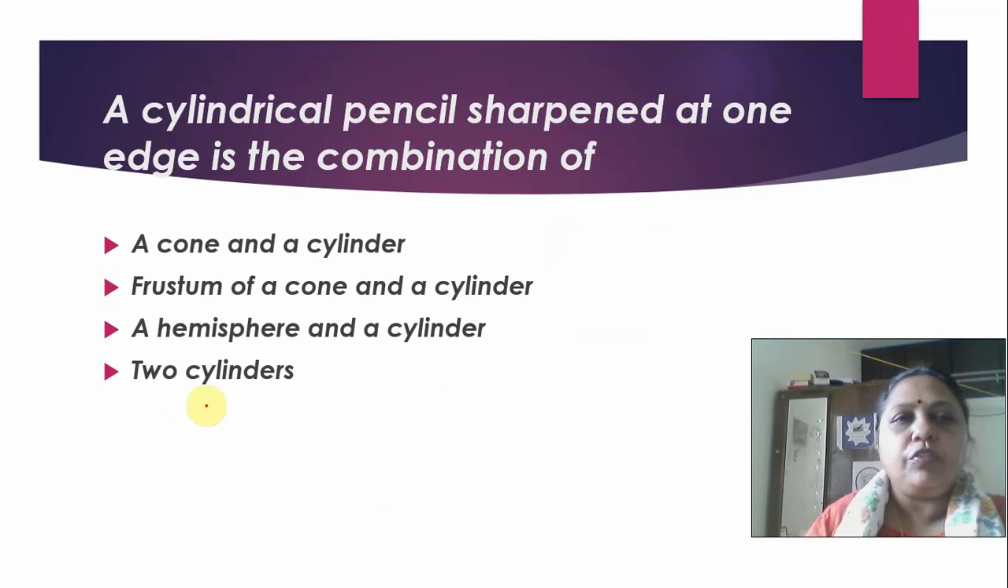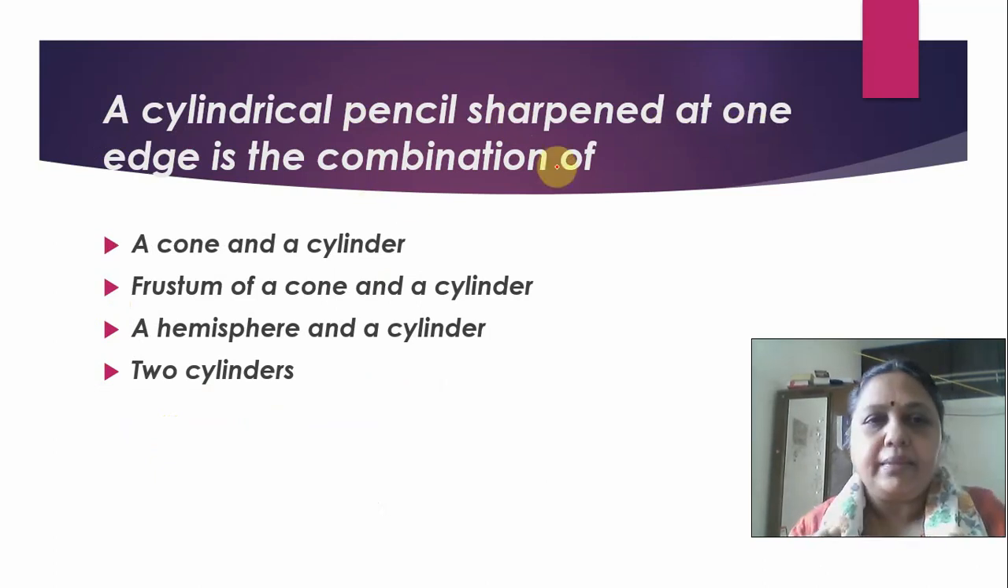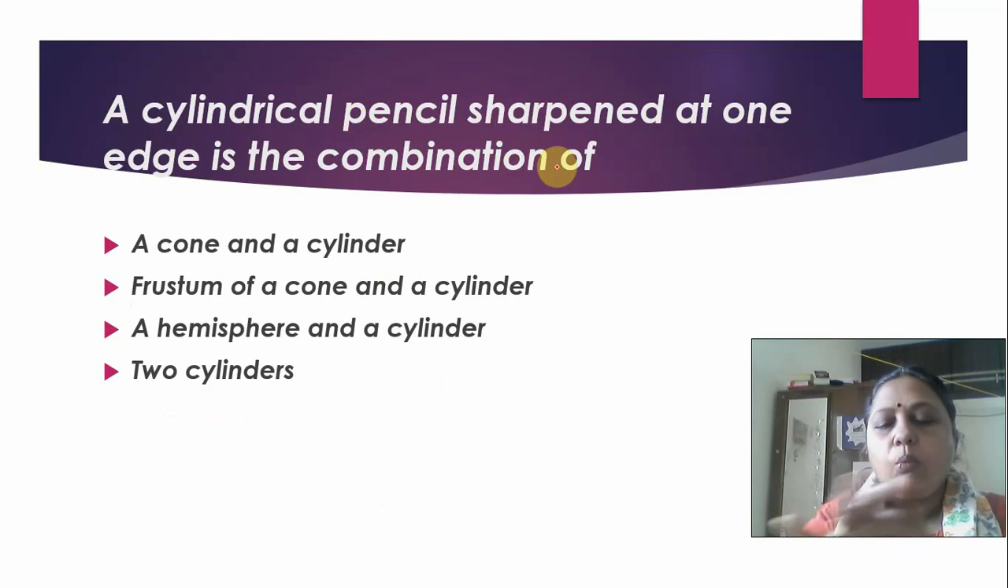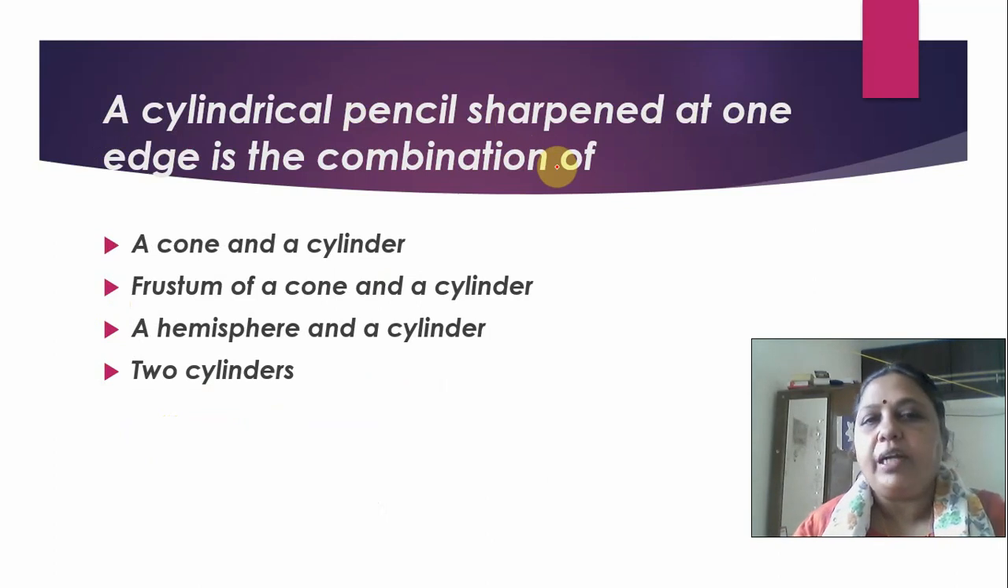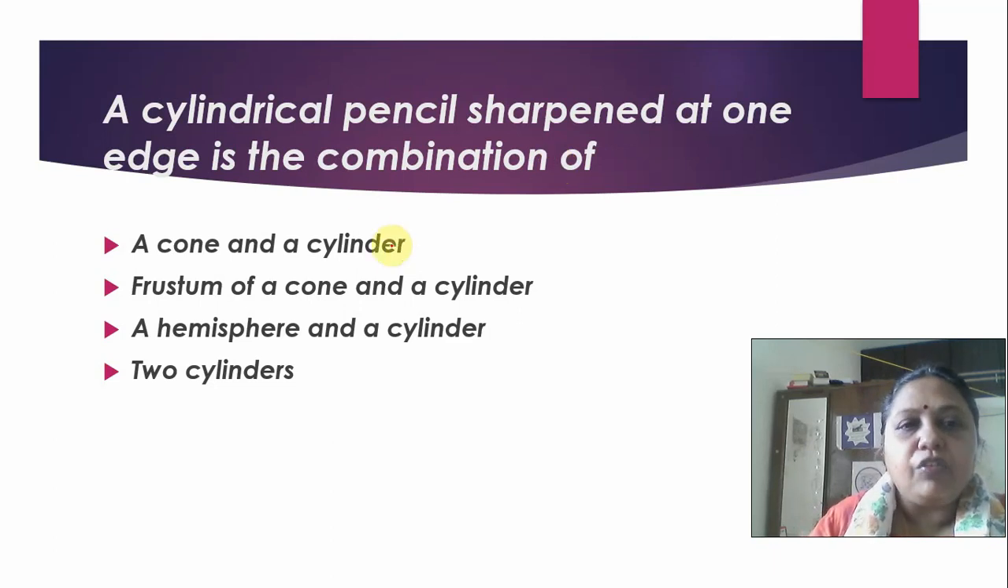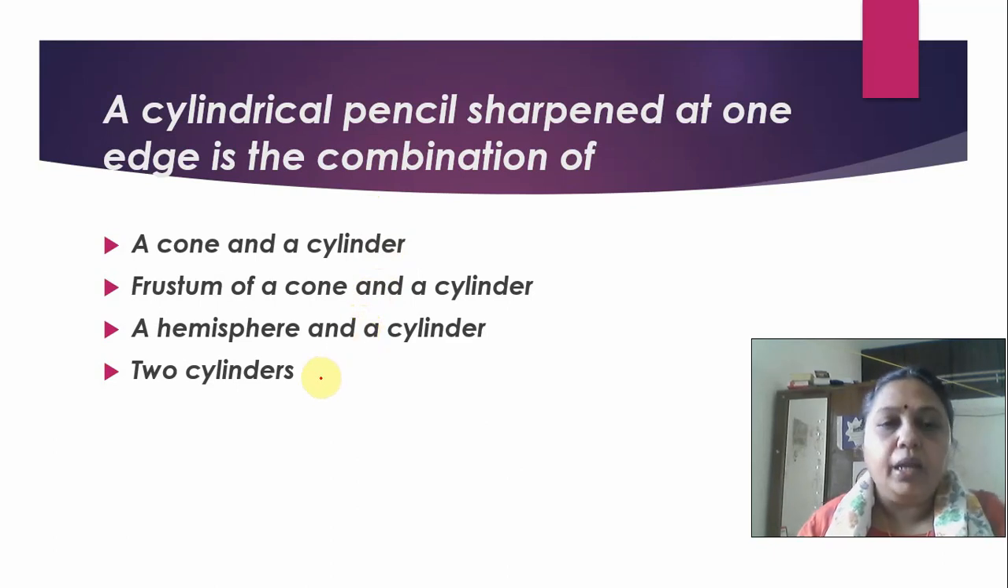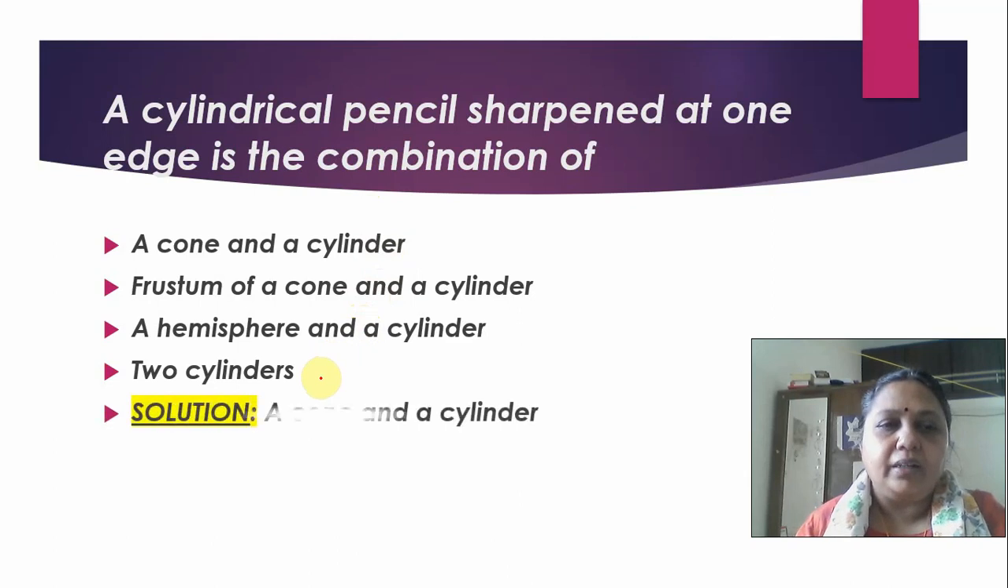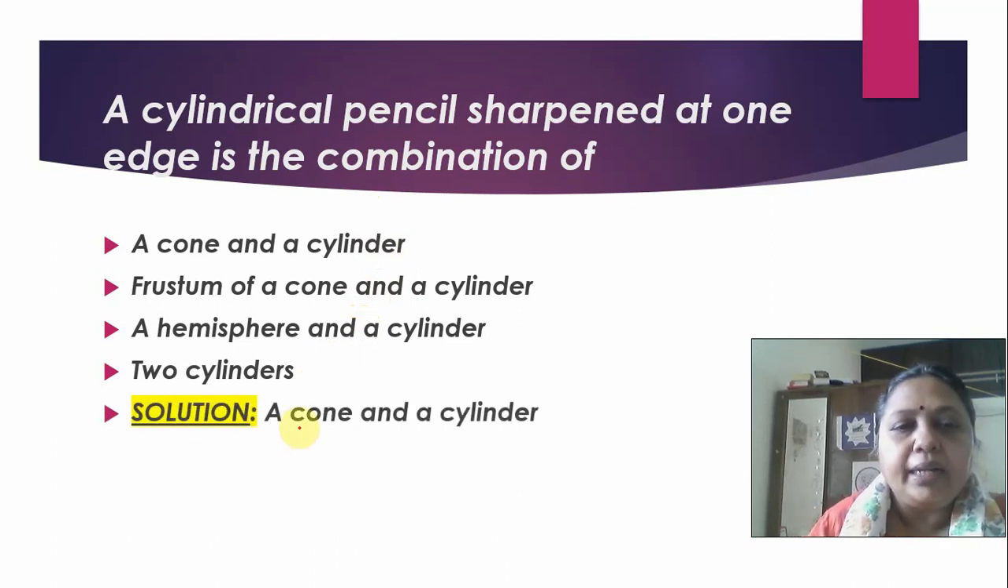Now we'll go to the first question. A cylindrical pencil sharpened at one edge is the combination of, now this is a pencil, okay. Now that is a combination of two figures. What are they? Two shapes, okay. A cone and a cylinder, a frustum of a cone and a cylinder, a hemisphere and a cylinder, or two cylinders, okay. Now let us see the answer. The solution is a cone and a cylinder.